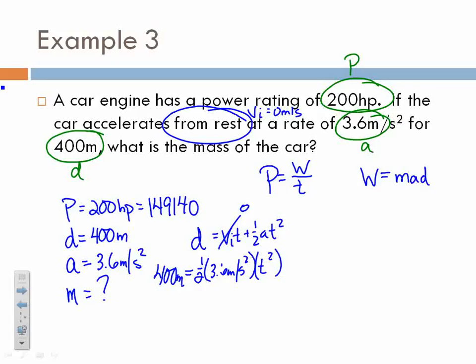Solve for time. We're going to multiply both sides by 2 to get rid of the 1/2, and divide both sides by 3.6. But remember, that's t squared. So t squared is 222.22, but that means for t, we have to take the square root of that.